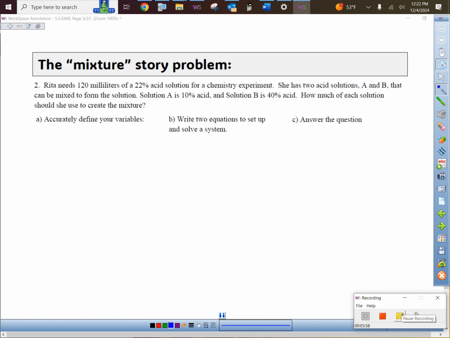Next problem. Mixture problems are kind of weird. Rita needs 120 milliliters of 22% acid solution for a chemistry experiment. But she's got to mix 2 acid solutions together. They're called solution A and solution B. Solution A is 10% acid. Solution B is 40% acid. How much of each solution should she create to create the mixture?